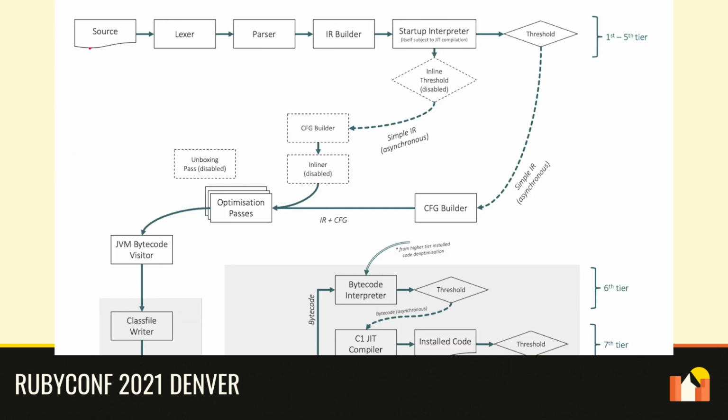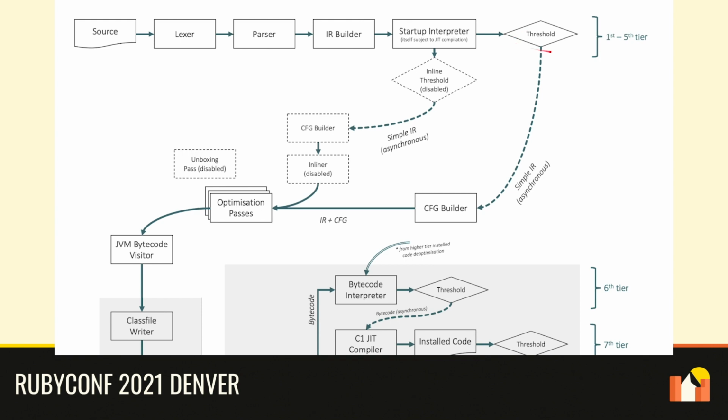So in the same way, JRuby takes your source code, it lexes it, it parses it, and then it generates its own data structure that's not an AST, that's like a pseudo machine code called its own IR. And that represents your Ruby program. This then goes into a startup interpreter, which is a simple interpreter for that IR. And that itself is subject to JIT compilation. So that startup interpreter can be in one of 5 distinct tiers itself while it's running your program.